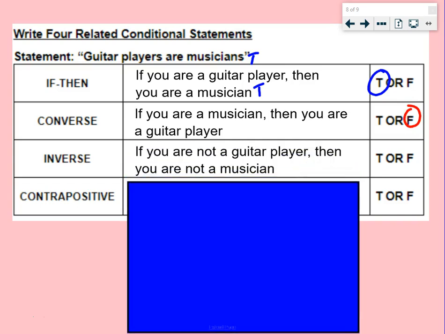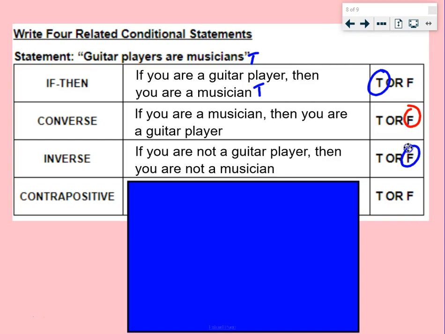Inverse, so we take our if-then statement and we just negate both the hypothesis and the conclusion. So if you are not a guitar player, then you are not a musician. All right, so for this one, true or false, if you are not a guitar player, then you are not a musician. Well, we could also say, if you're not a guitar player, you could be a piano player, which would then make you a musician. So this statement does not hold up. This one would also be false.